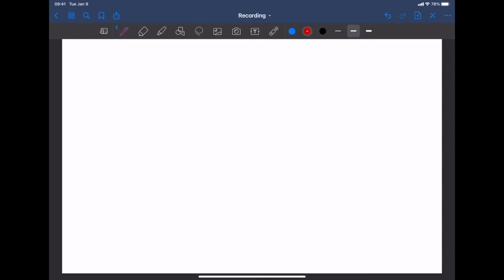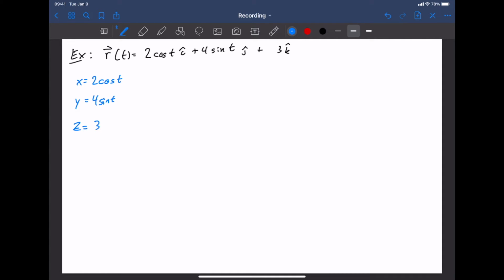Tempting fate, let's try another one. What if we looked at r of t equals 2 cosine t i hat plus 4 sine t j hat plus 3 k hat. x equals 2 cos t, y equals 4 sine t, z is just stuck at 3. It's going to be very helpful for us to look at.